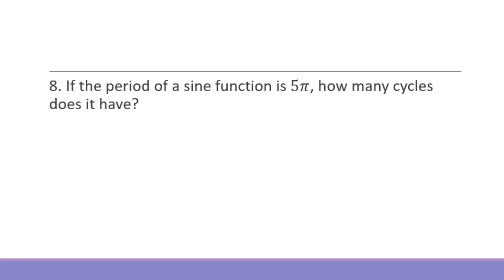Next question, if the period of a sine function is 5 pi, how many cycles does it have? So you remember that 2 pi divided by the number of cycles, which is b, equals the period.